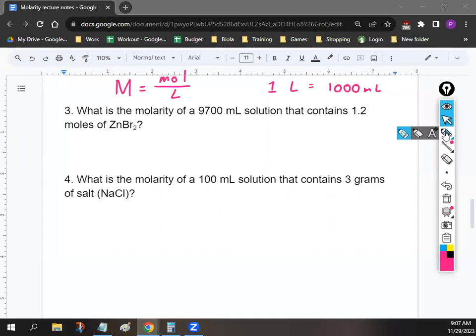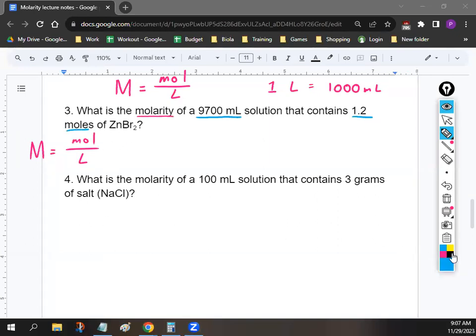All right, so in this problem, we are looking for molarity again. So we're going to be using this equation. Capital M is moles divided by liters. We're just going to write it down and see if we can plug in our values. If we take a look at this problem, we have 2 other numbers that we're working with, 9,700 milliliters and 1.2 moles of ZnBr2.